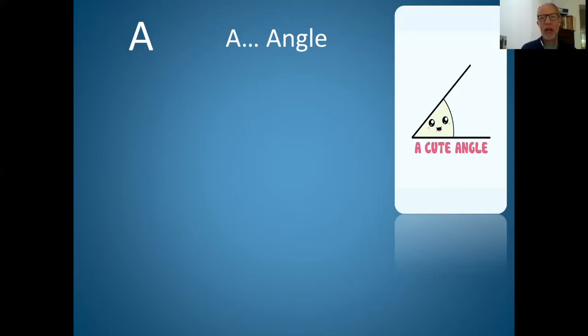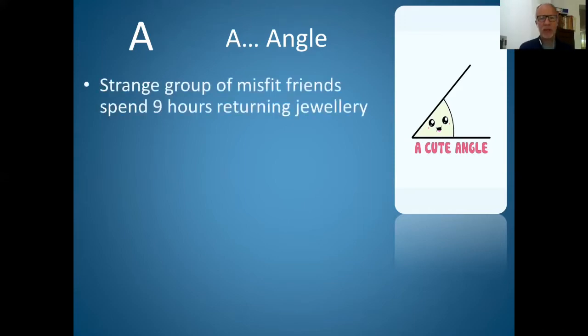To explain A, angle, I'm going to do a little game, the like of which you sometimes see on social media. I'm going to sum up books and films in just a handful of words, and you have to try to see if you can guess what they are. So, what film and book is this? Strange group of misfit friends spend 9 hours returning jewelry. What's that? Remember, you can pause here if you want to try and work out what the answer is. And the answer is Lord of the Rings.